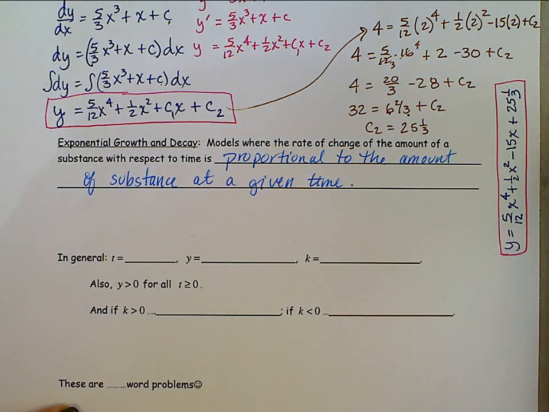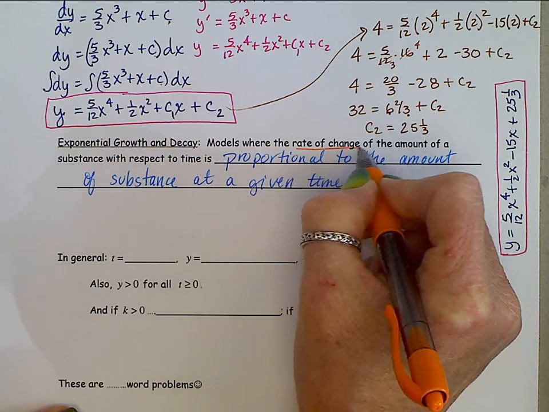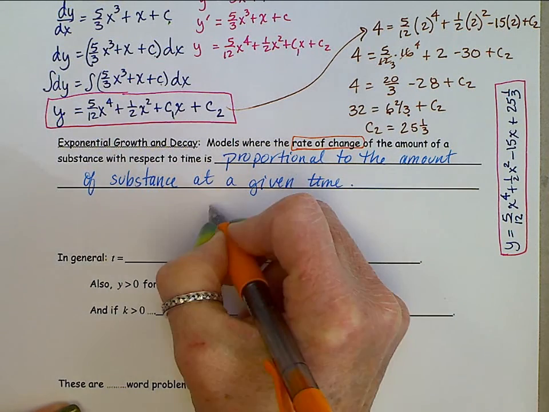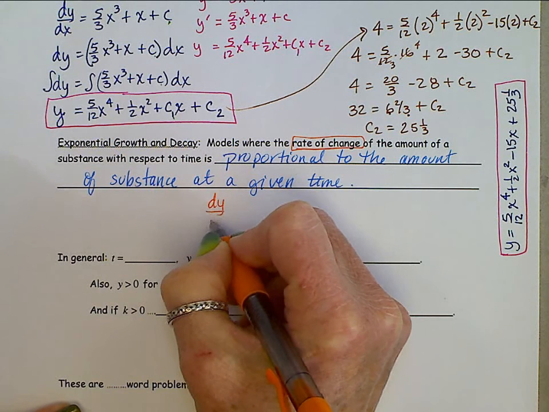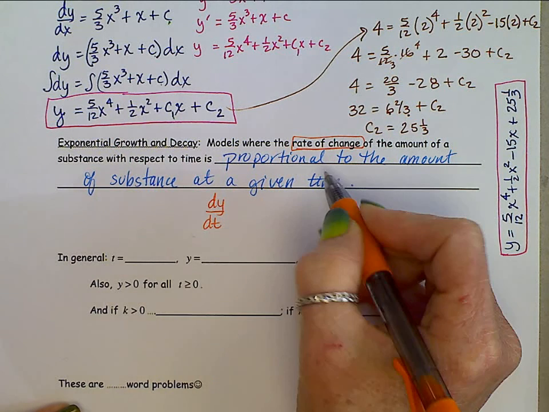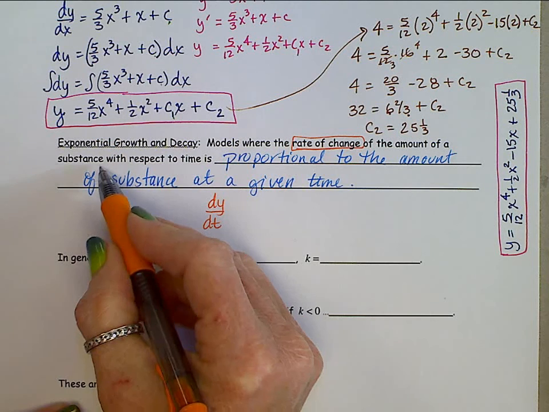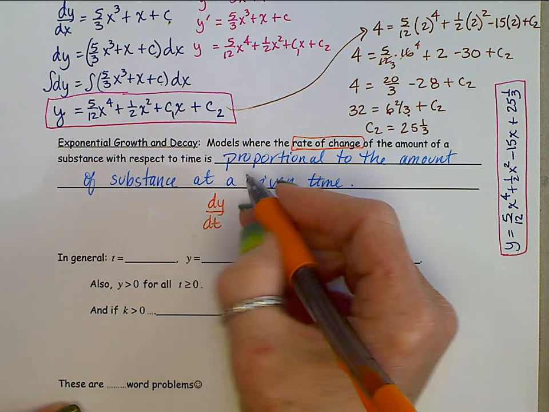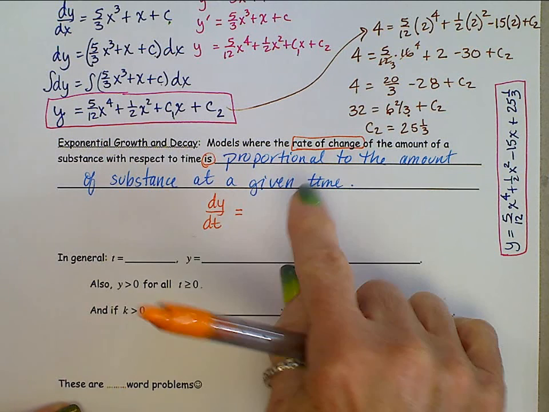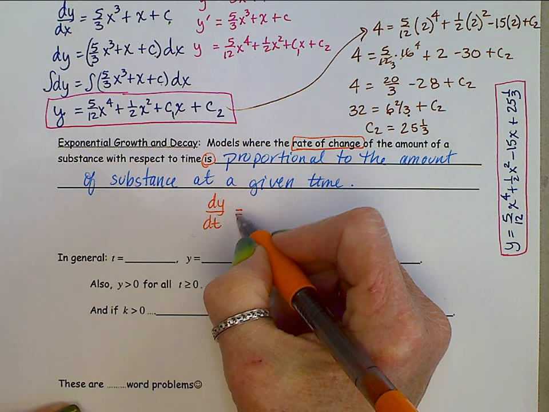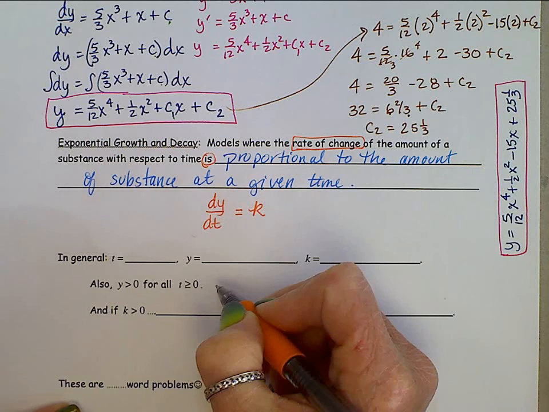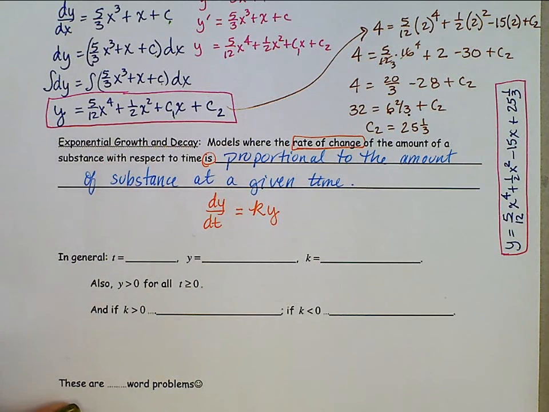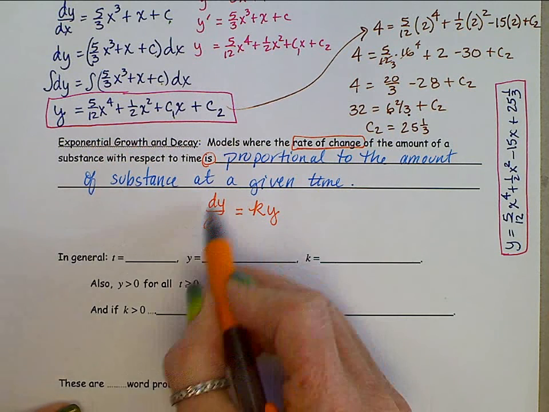Okay, so this rate of change, that's a derivative. The rate of change, dy/dt, rate of change of the amount of a substance with respect to time. So dy/dt, there's your equal sign, proportional to the amount of substance. So there's your constant, proportional to times the amount of the substance, y. That's the general format that we're going to use.